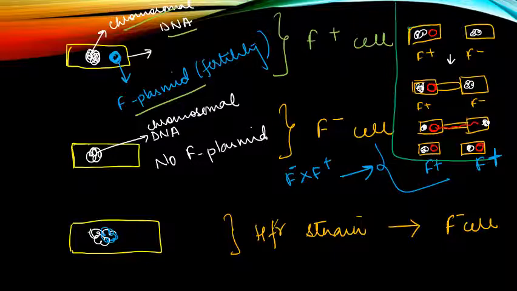Clear? Now this HFR strain also can donate its F plasmid to an F negative cell. So this HFR strain conjugation we will see next class. You just need to know in this class what is an HFR strain and what is F negative F positive conjugation.